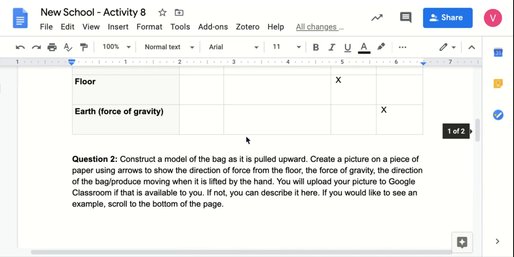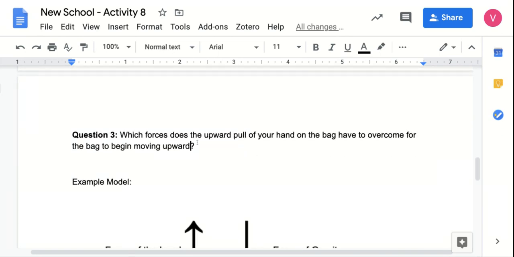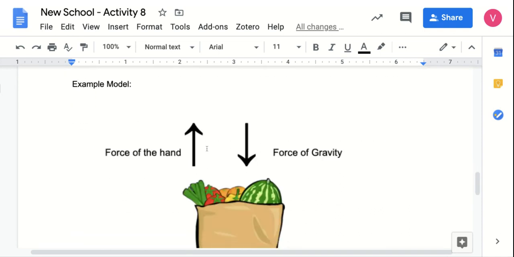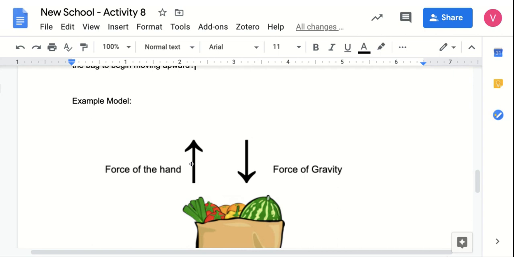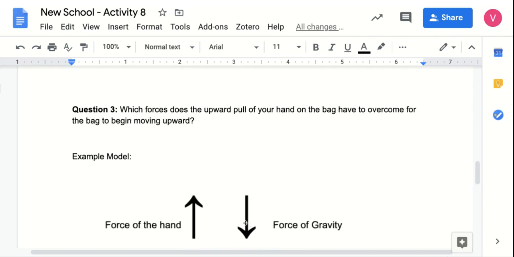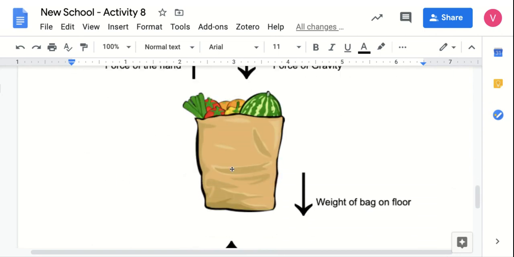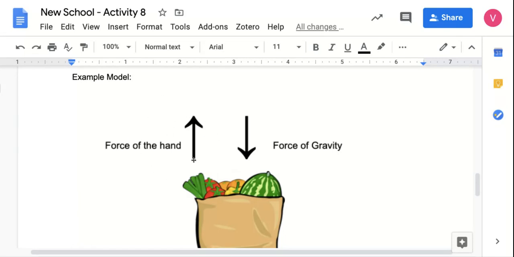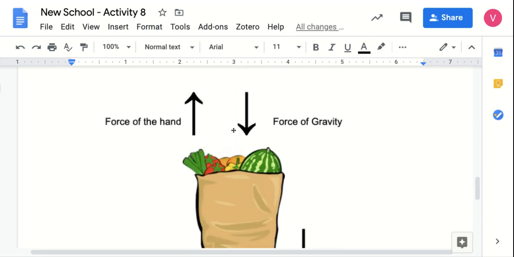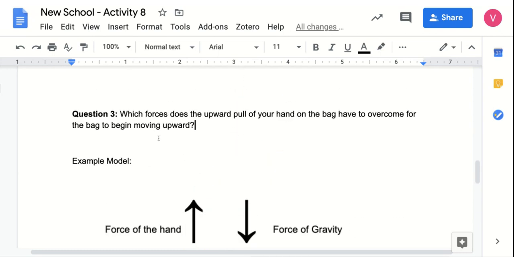And the last question, so that was number 2. The last question here is, which forces does the upward pull of your hand on the bag have to overcome for the bag to begin moving upward? So basically, you're going to look at your model. Anytime you see an arrow pointing down, that's the force that your hand, which wants to go up, has to overcome. So for question 3, the force of your hand here has to overcome the 2 downward forces that you see in the model. So that's what you're going to use for your answer for number 3.